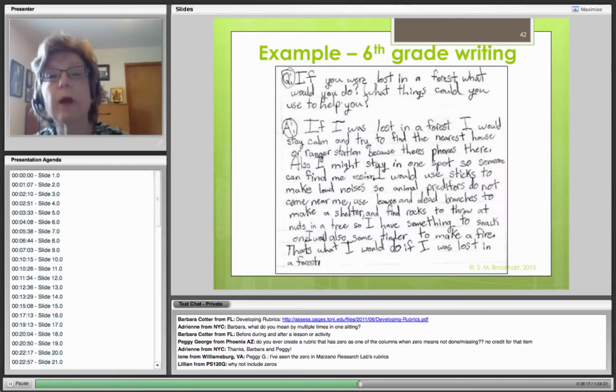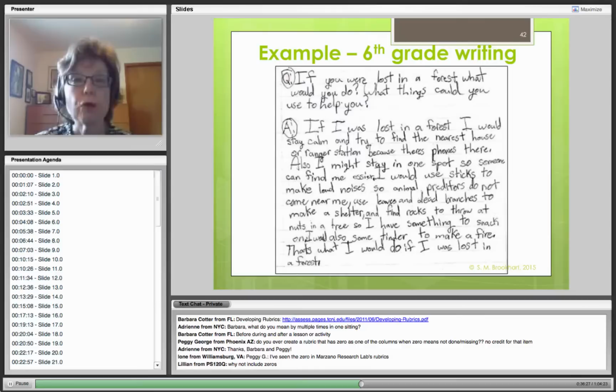So here's an example of a paragraph. If you were lost in a forest, what would you do? What things could you use to help you? And the student writes, and they were instructed to write the Q&A, so it's not indented like a paragraph because that's what they were told to do.